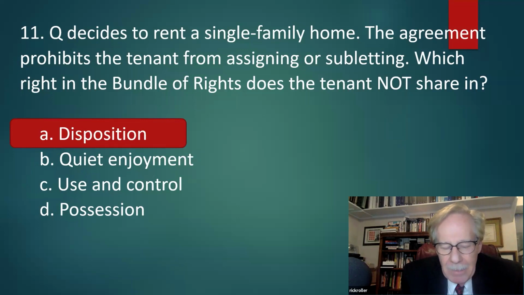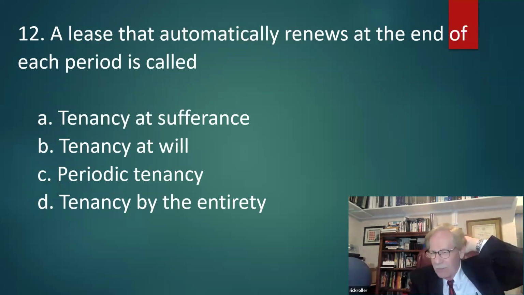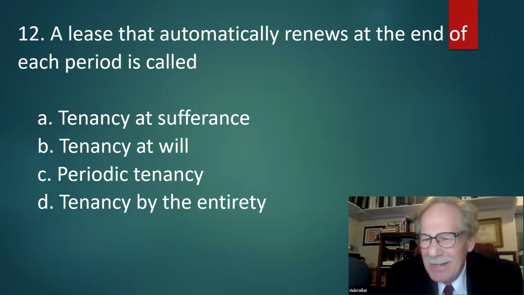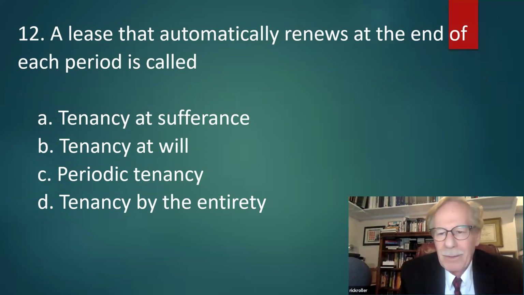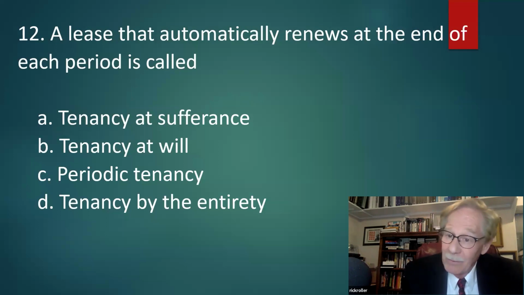Okay. Number 12. Number 12 says a lease that automatically renews at the end of each period is called. Is it tenancy at sufferance? Tenancy at sufferance. Someone's suffering here. Usually it's a landlord because rent hasn't been paid. No, that's not it. Tenancy at will. That's like staying in a hotel. You go down to somewhere in Arizona. You check in. They say, "Well, how long will you be with us, sir or ma'am?" And they say, "Well, we'll be here a week." Okay, great. But you get a call that night, and you got to get home.